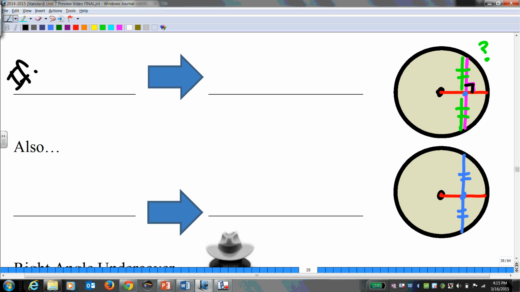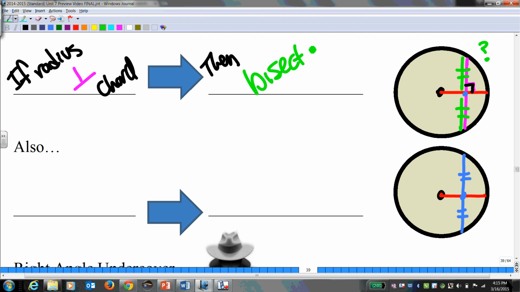If a radius is perpendicular to a chord, then it bisects the chord. It cuts the chord in half. If perpendicular, then bisects.